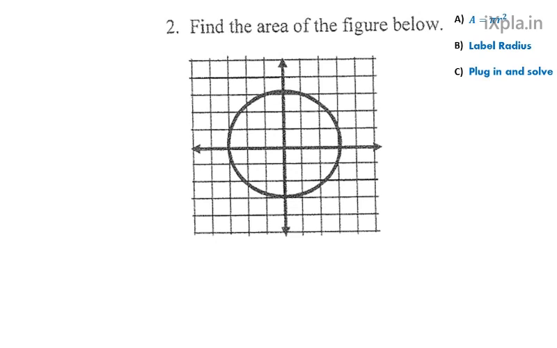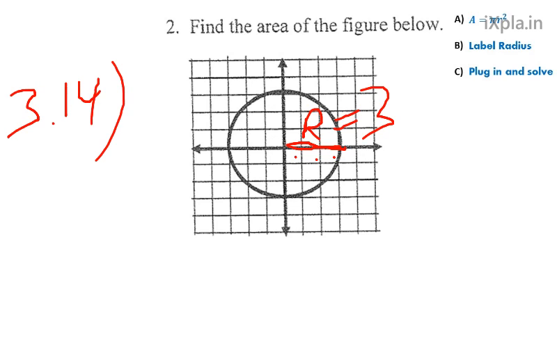Find the area of the figure below. Okay, so the area of a circle is pi r squared. So let's go ahead and figure out first of all what our r is, the radius. So our radius is going to be halfway across the length of the circle, or diameter of the circle. And so we'll go ahead and put a big R there. And the R is going to be 1, 2, 3 squares.